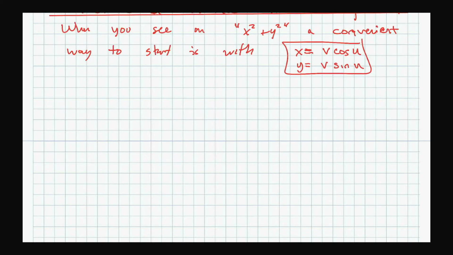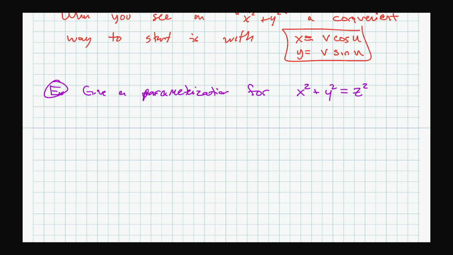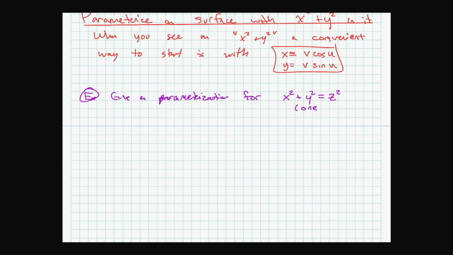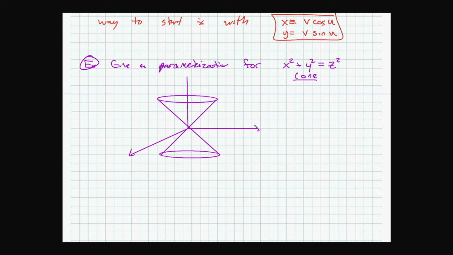Okay, and so an example where that would help would be something like this. Example: give a parameterization for x squared plus y squared equals z squared. Okay. Now this is a cone, and so it looks like this. So this is a cone like this, but how would you parameterize it?